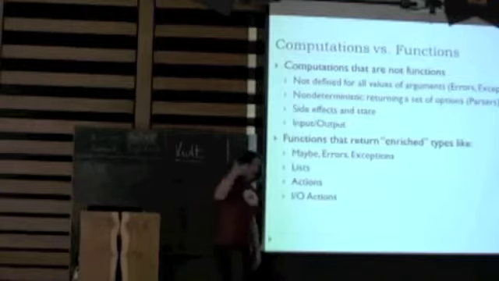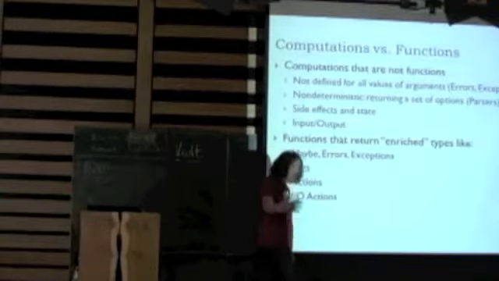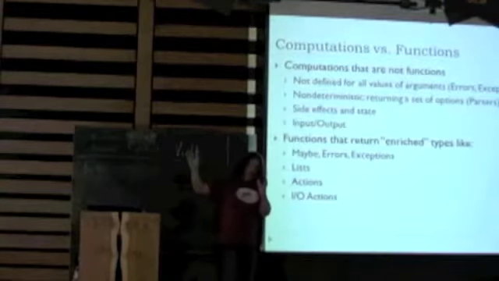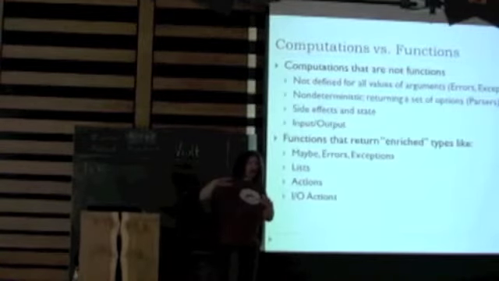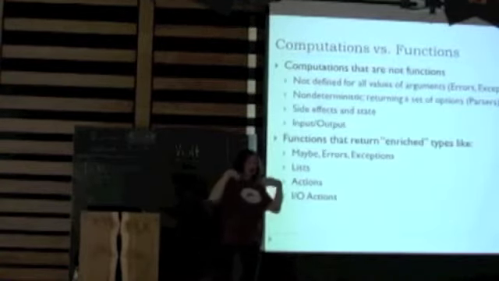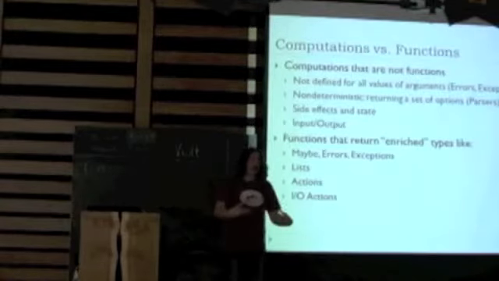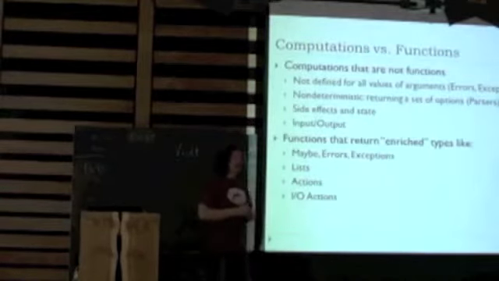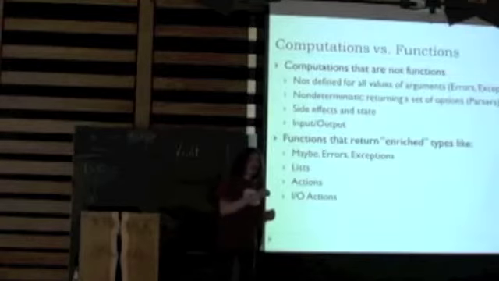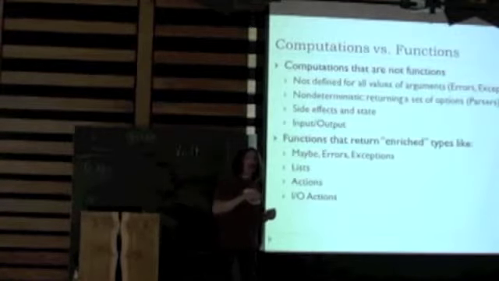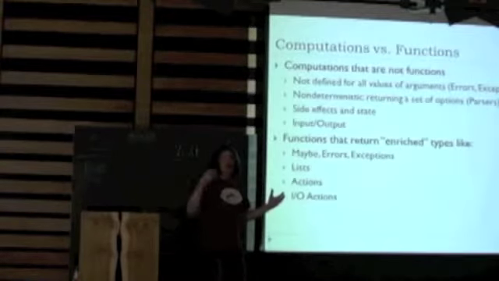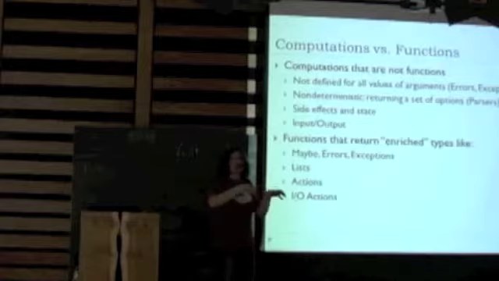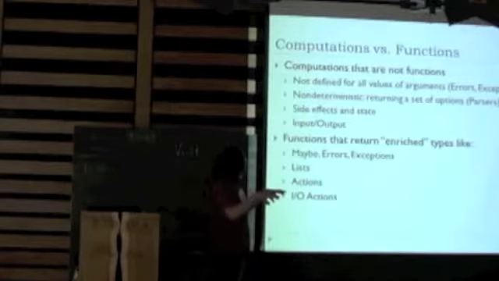So what it turns out is that in order to take these computations that are not functions and put them into a functional language, you turn them into functions that return not the original type that your computation was supposed to return, but an enriched type. So they just put more stuff into it. Okay?